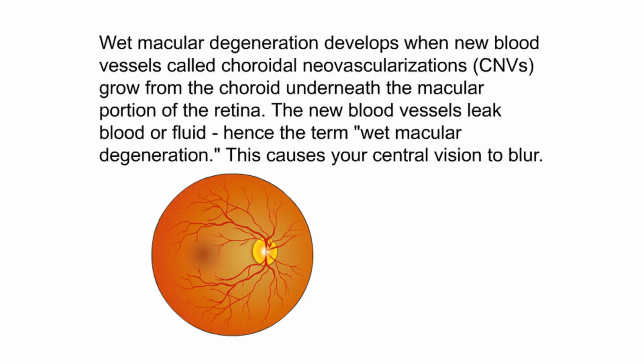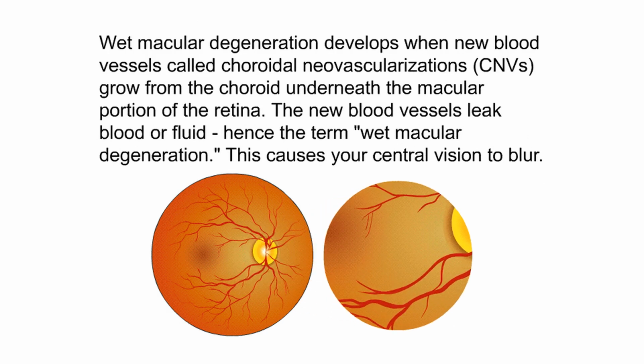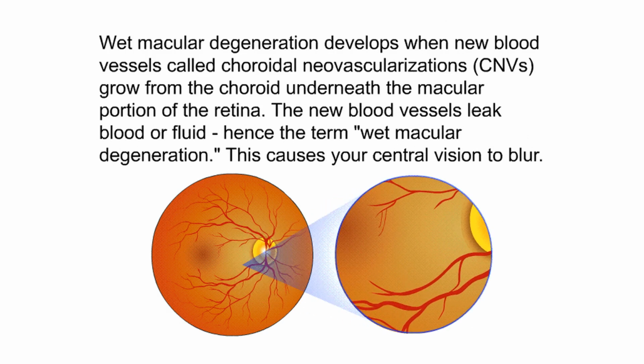Wet macular degeneration develops when new blood vessels called choroidal neovascularizations, CNVs, grow from the choroid underneath the macular portion of the retina. The new blood vessels leak blood or fluid, hence the term wet macular degeneration. This causes your central vision to blur.